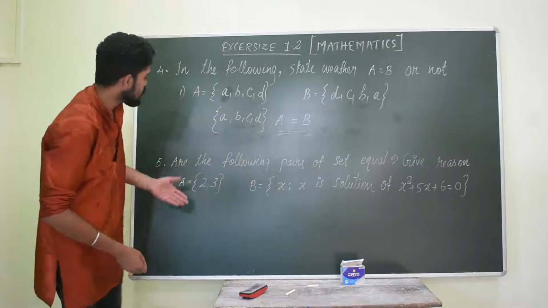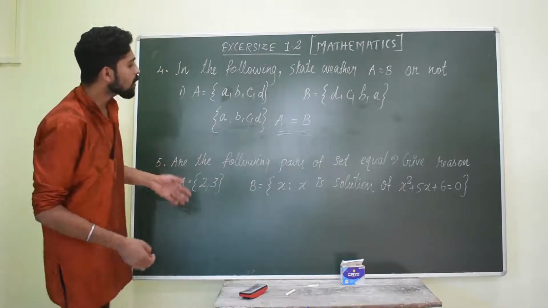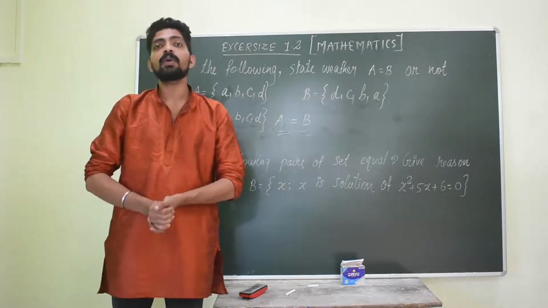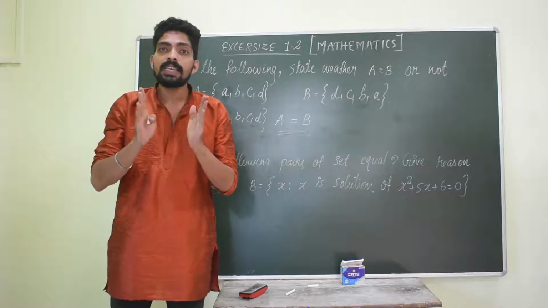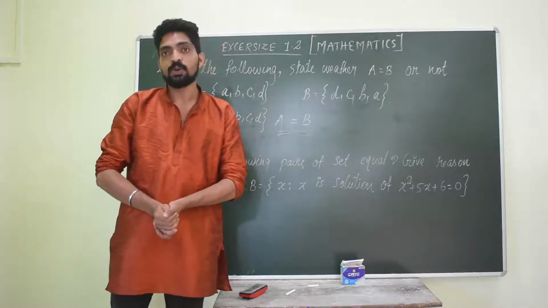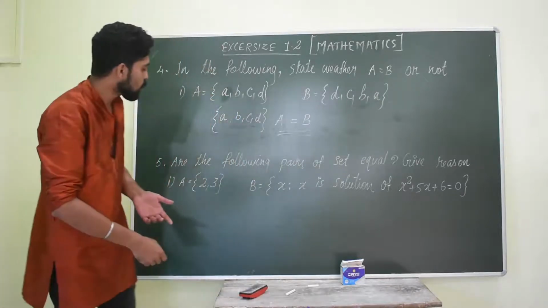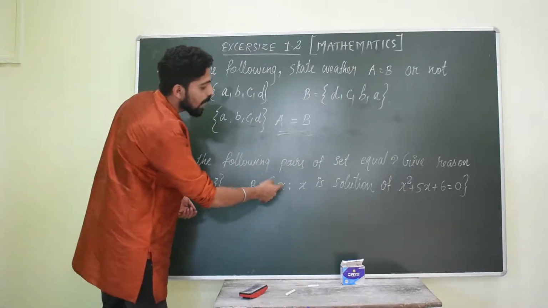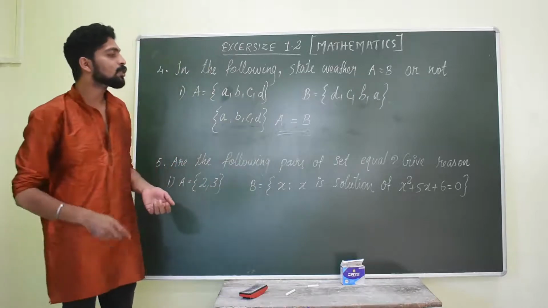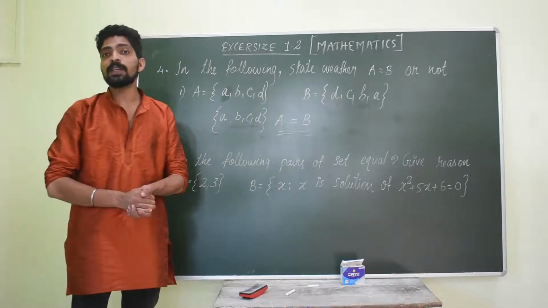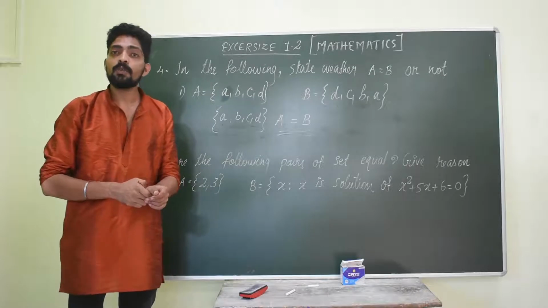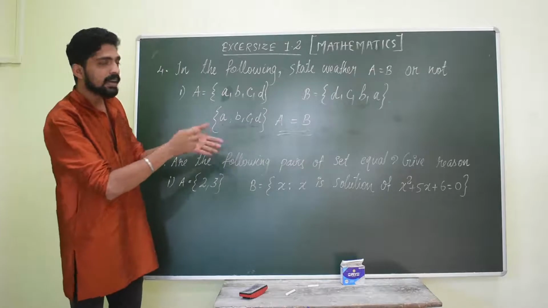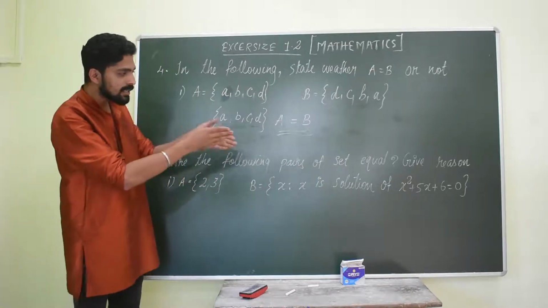And the next one is the fifth question, right? Are the following pairs of sets equal or not? If the sets are equal, you want to give the reason also, right? For that, the first question is A is equal to {2, 3}, B is equal to the set of x such that x is a solution of x square plus 5x plus 6, right? It is a little bit difficult question, but that also is an easy question, right?